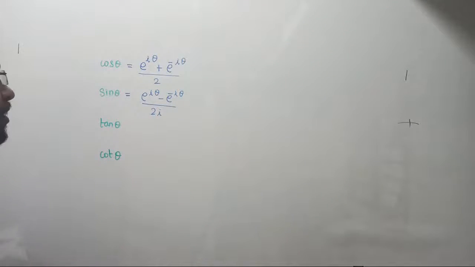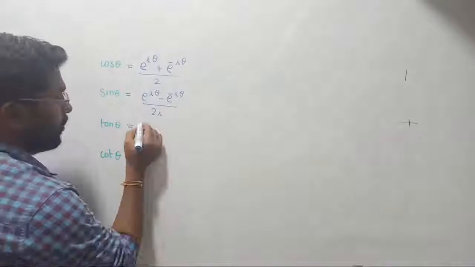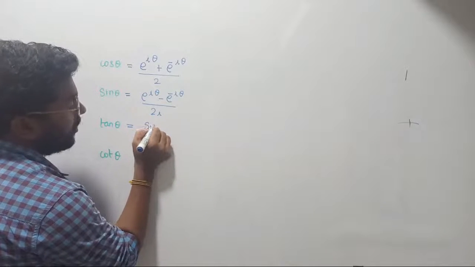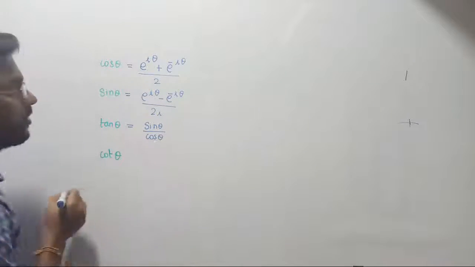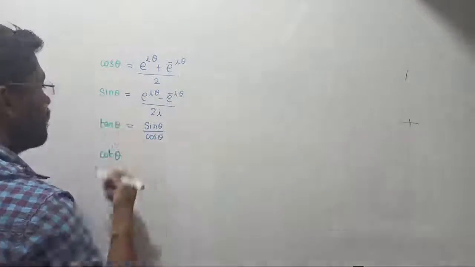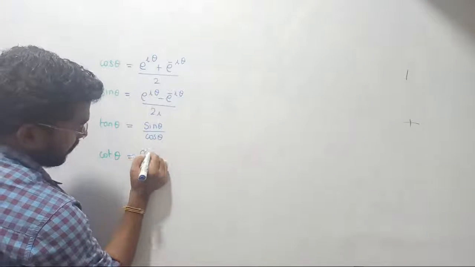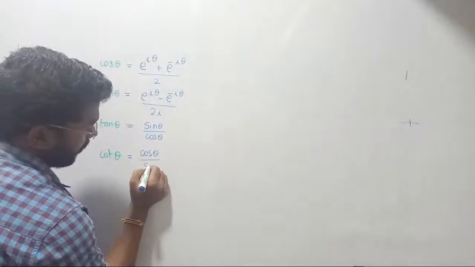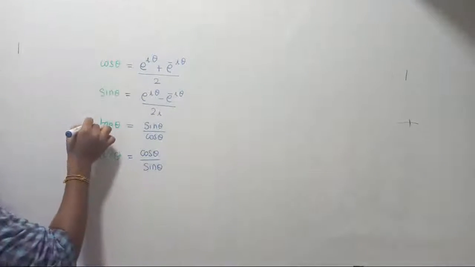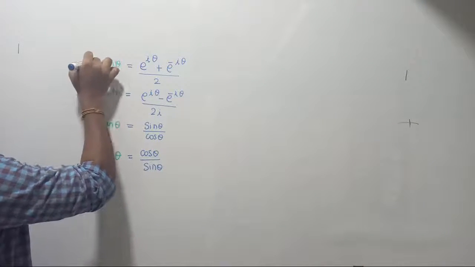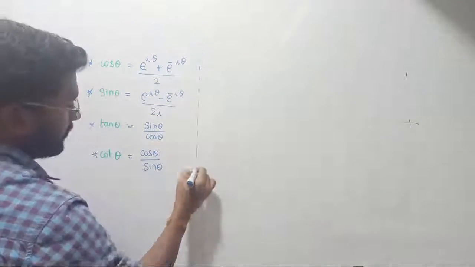Exactly, that is correct. Now we all know tan theta is the ratio of sin theta upon cos theta. Just substitute these two and that will give you the value of tan theta. Similarly, cot theta can be considered as cos theta upon sin theta. Just substitute sin theta and cos theta in order to obtain the value of cot theta. Clear? These are all the circular functions. Next, let us discuss Euler expansion.